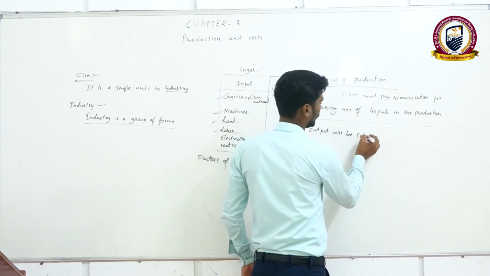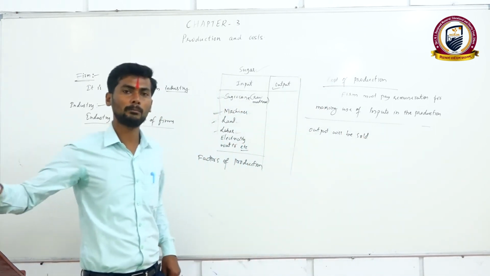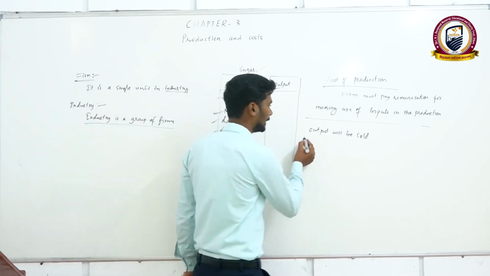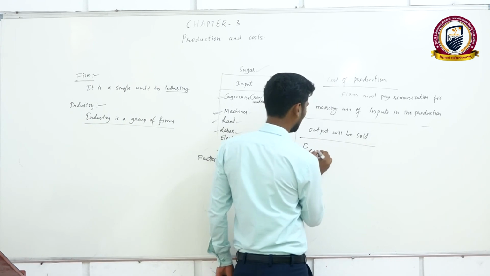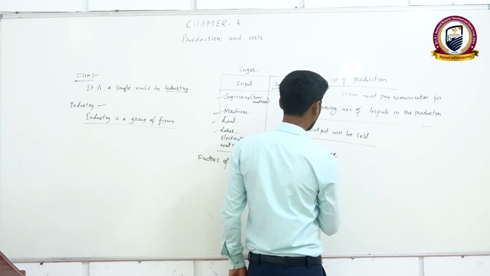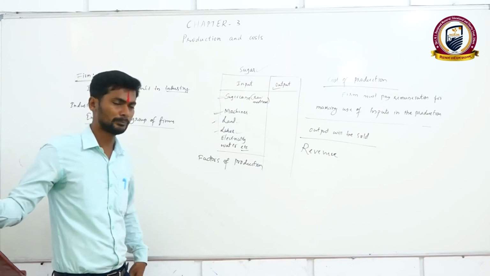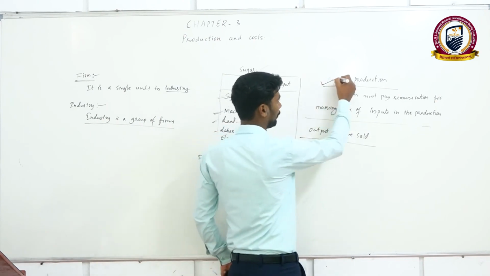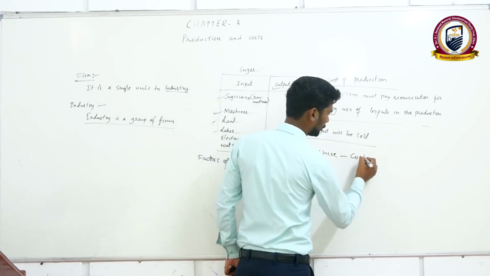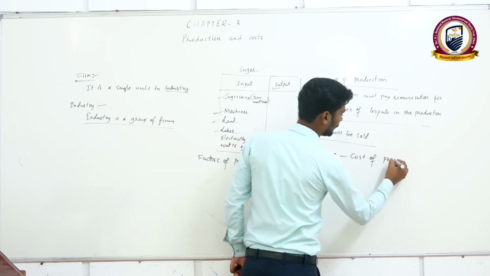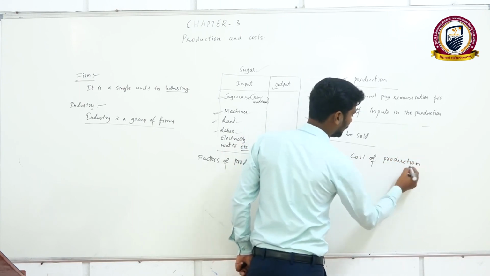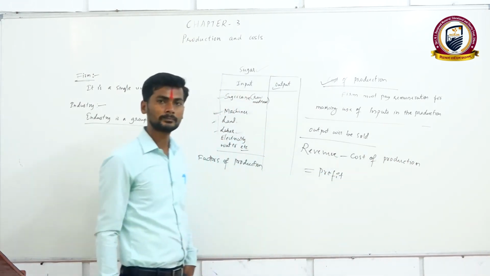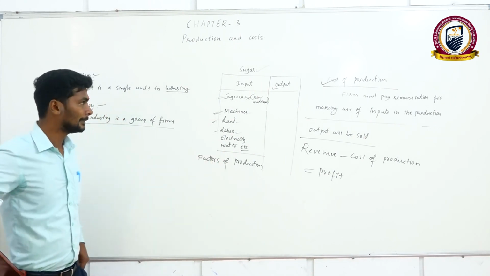Output will be sold to the consumer, or it will be sold in the market. Then after selling output in the market, a firm will get revenue. After selling output, a firm will obviously earn revenue. And the difference between revenue and cost of production is known as profit. Okay, you got the point?